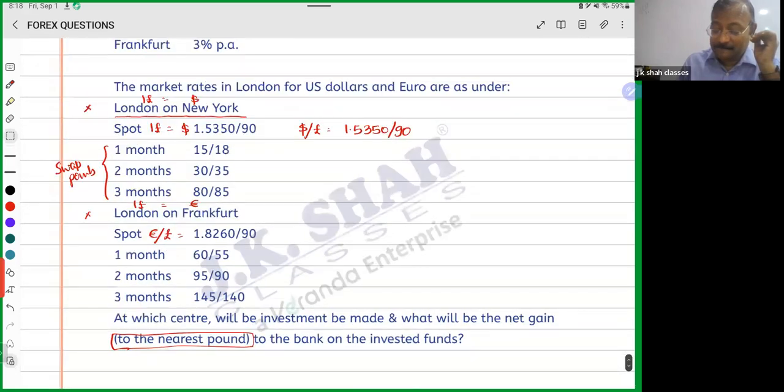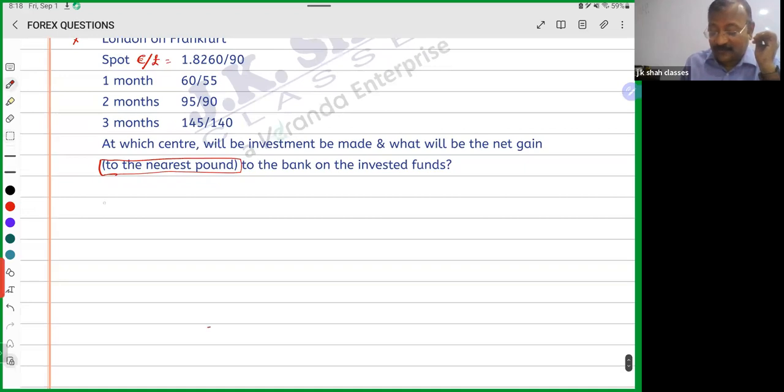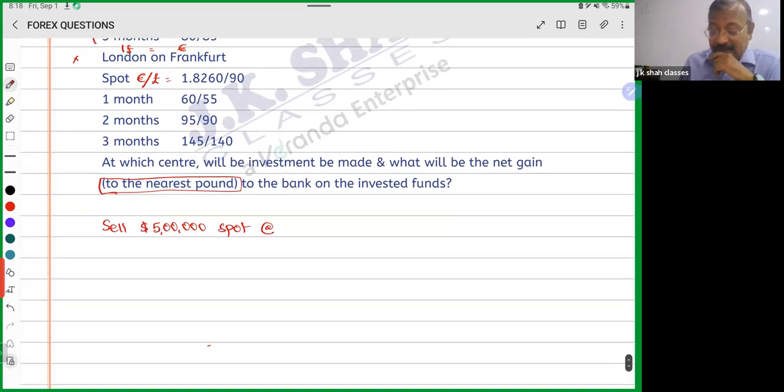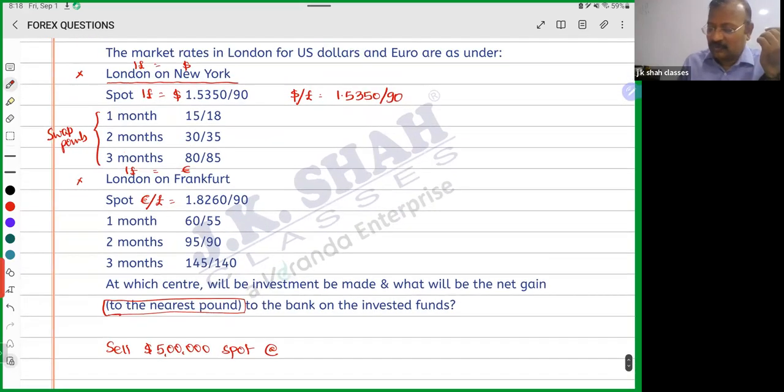Sorry. See, this is what we are going to do. First, we are going to sell $5 lakhs spot. Now, we are going to invest it in euro, right? So that means we need the dollar euro quote or the euro dollar quote, whatever. So now you have the dollar pound and the euro pound. So let's say I'm finding dollar euro. That will be dollar pound into pound euro.